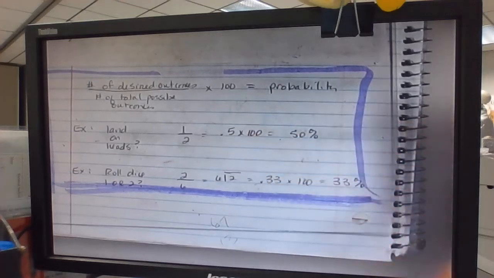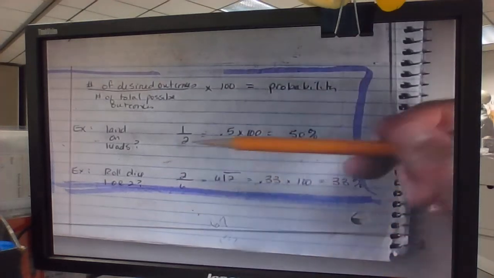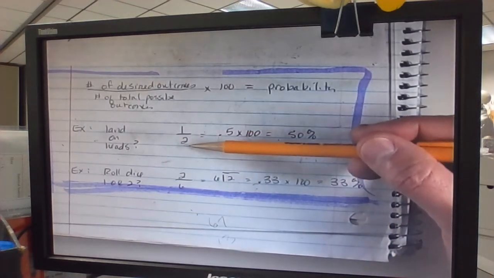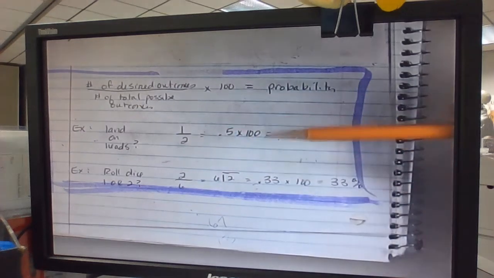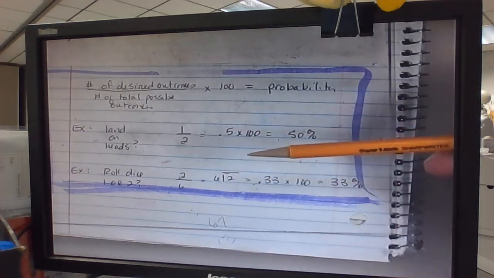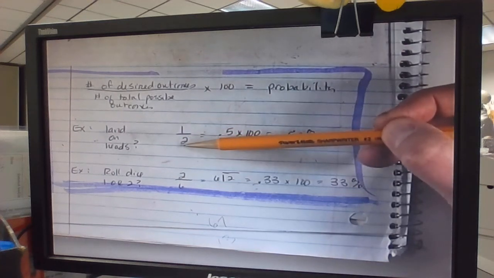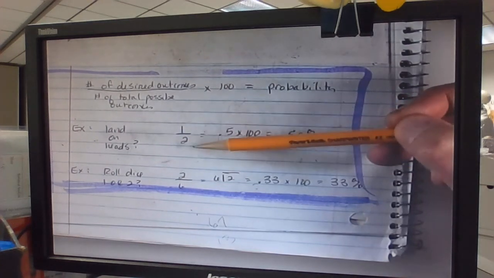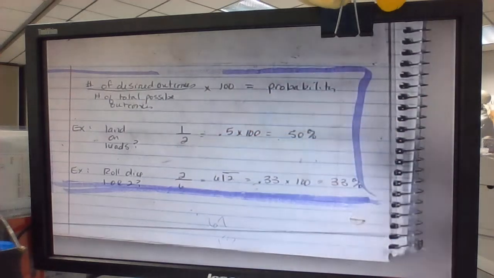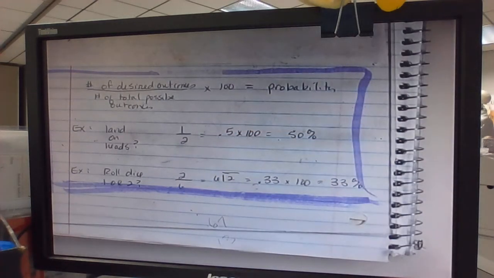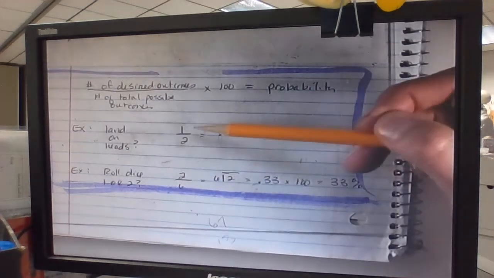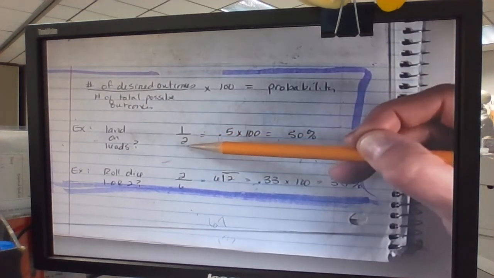Now here's the thing where we have issues. When we do these fractions, it is always, always numerator divided by denominator. Top number divided by bottom number. Sometimes it'll be bigger number divided by smaller number. Sometimes it's going to be smaller number divided by bigger number, but it is always numerator divided by denominator.